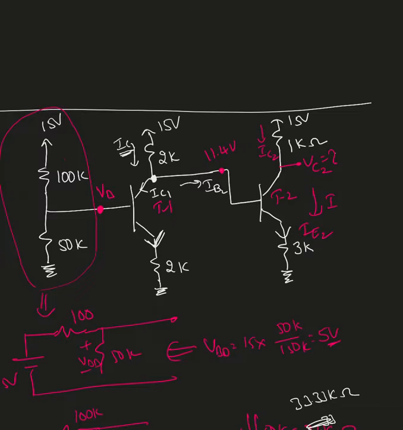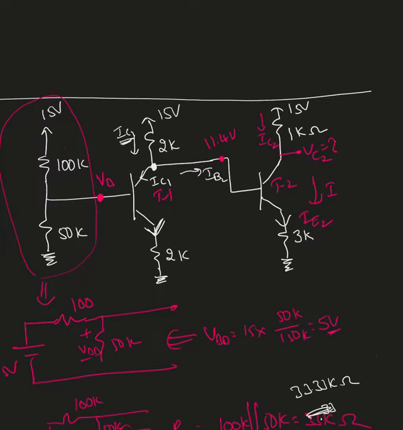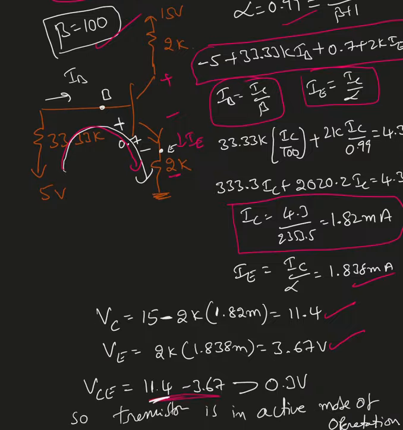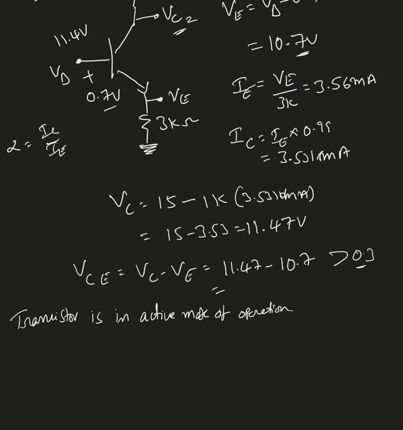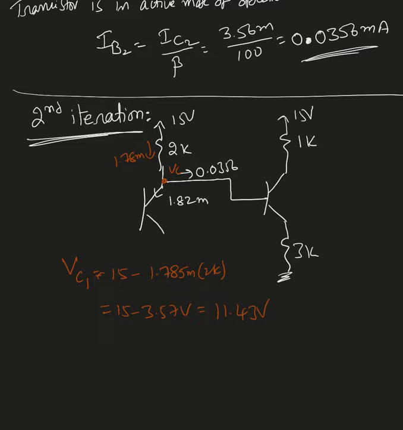We call that the second iteration, so I'm going to do the second iteration. To do that, I need to have the IB2 value. First let me find IB2. In the previous case, I took IB2 as 0 milliamperes. Now I found that it's not 0, the value is 0.0356. And I found IC1 as 1.2 milliamperes.